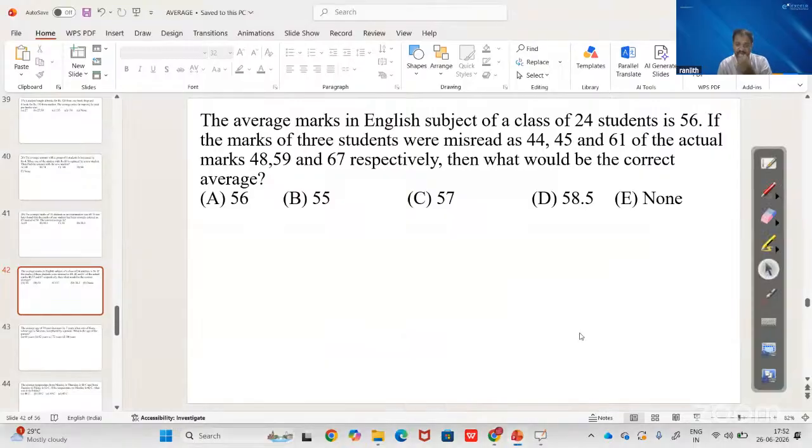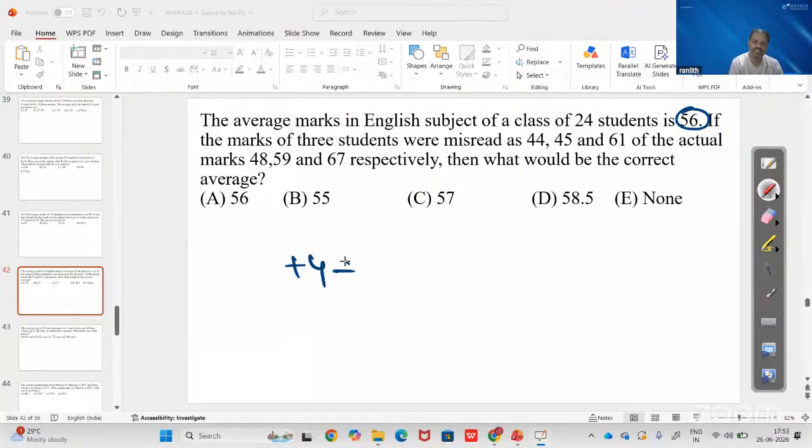So ikkada average marks of 24 students will be equal to 56. If the marks of 3 students were misread as 44, 45, 61, actual marks will be 48. In the sense, here marks will be less. సో ఇక్కడ ఎక్కువ మార్కులు వస్తే తక్కువ మార్కులు వేశారు కాబట్టి ఆన్సర్ అనేది యావరేజ్ అనేది ఎక్కువ ఉంటుంది. సో మనం ఒకసారి అబ్జర్వ్ చేస్తే 44, 48 డిఫరెన్స్ ఇస్ +4. Here difference is 14. Here difference is 6.